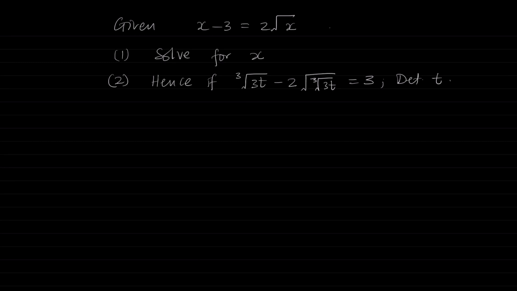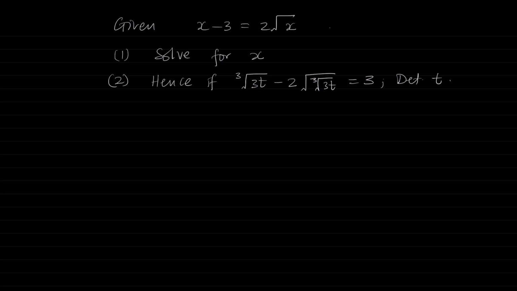Given x minus 3 is equal to 2 square root x. The questions are: solve for x, and the second one says, hence, if the cube root of 3t minus 2 square root cube root 3t is equal to 3, determine the value of t. So we'll start with the first one.